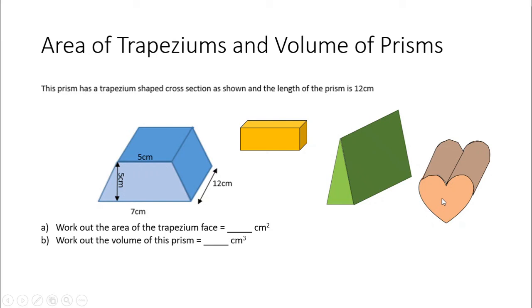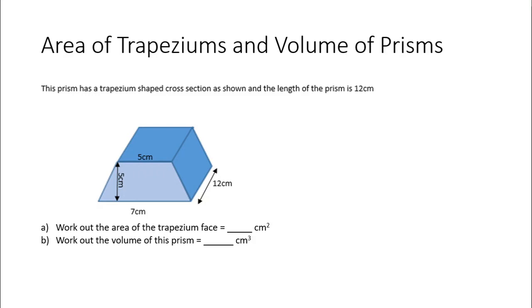Even for this type of prism, this heart-shaped prism, to find the volume, I would find the area of the heart, and I would multiply that area by the distance from that front cross-sectional face to the identical cross-sectional face that I have at the back hidden here. Now, of course, I would never ask you to work out the volume of a heart-shaped prism if I didn't first tell you how to find the area of the cross-section, the area of the heart. But you do know how to find the area of a triangle, you do know how to find the area of a rectangle, and you do know how to find the area of a trapezium.